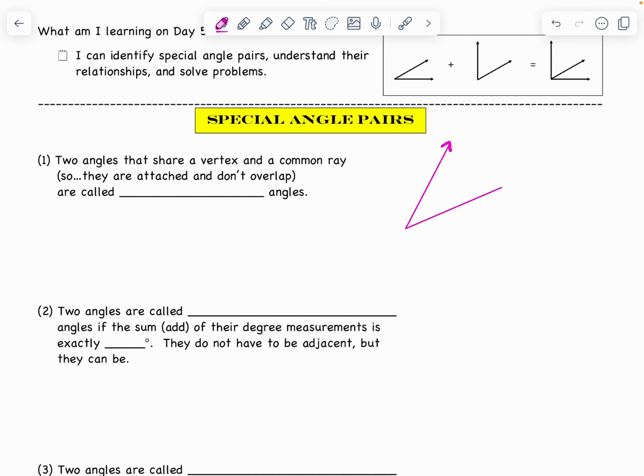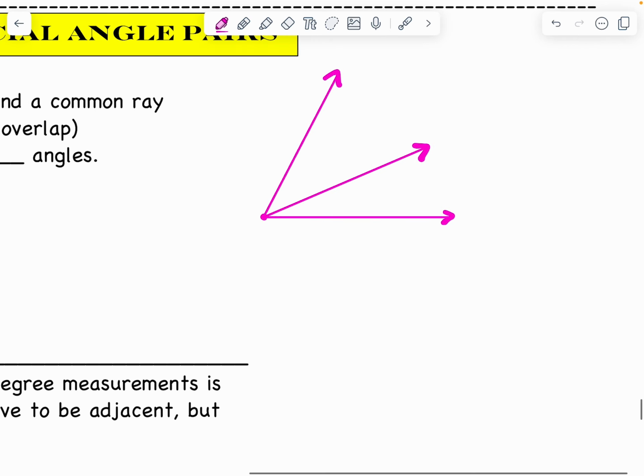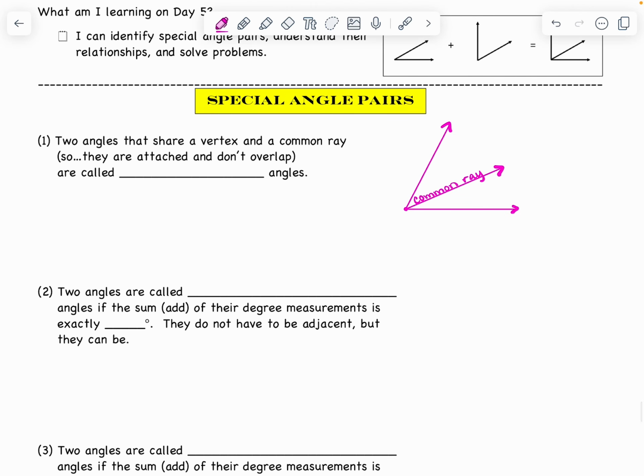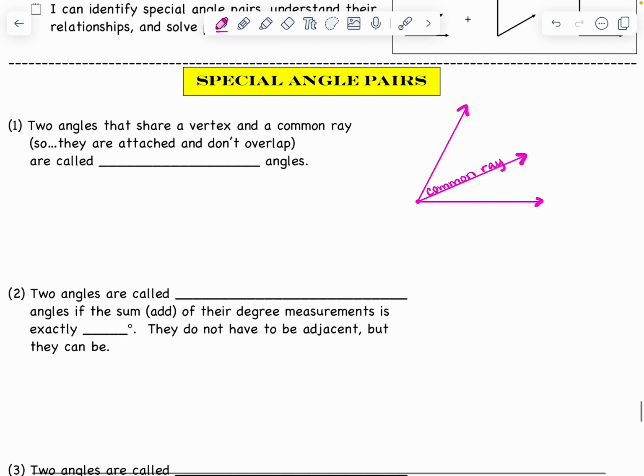So here's a single angle, right? And we want to add another angle that also shares the same vertex and a common ray. So one of their sides has to be in common. Okay, so I'm going to zoom in. So this little guy right here, this would be the common ray or the common side, okay, from that definition. So basically it's just two angles that are next to each other. And if you remember from yesterday, the word for next to that we use for angles is adjacent. So that popped up in one of our definitions yesterday.